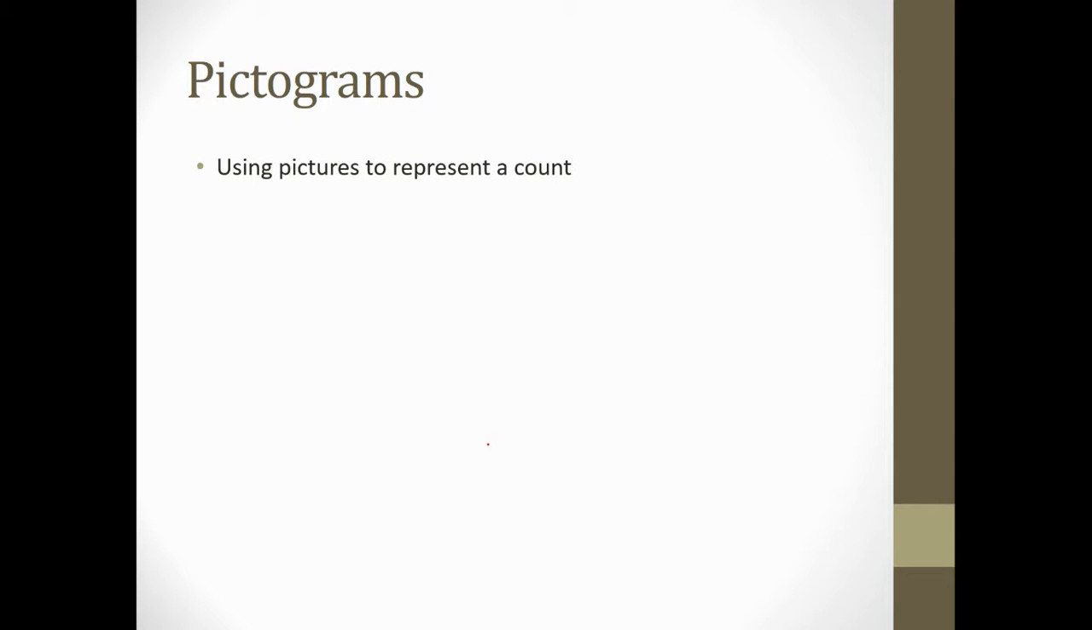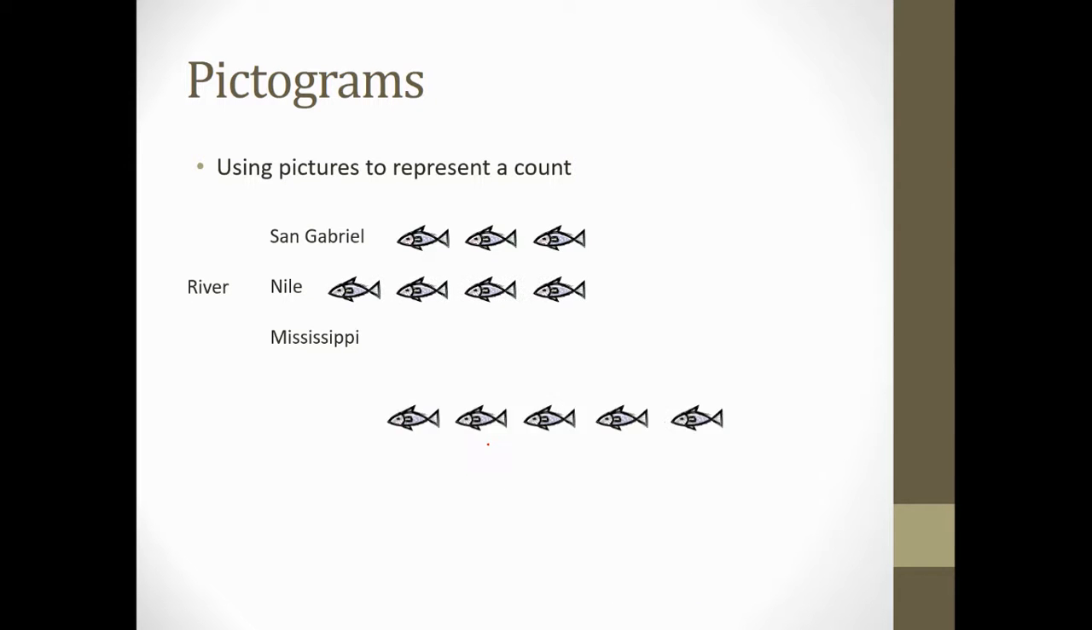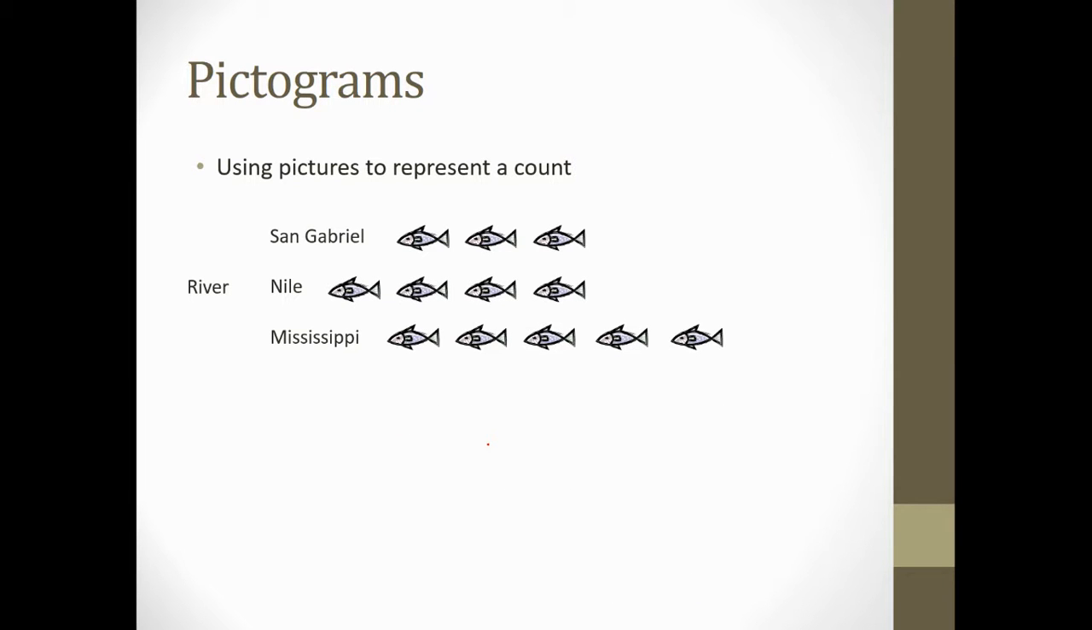A pictogram is using pictures to represent a count. So for example, I've got fishies here. It looks like the San Gabriel fishies and the Nile fishies are the same because they end here at the same place, but they have a different starting point, right? So the Nile is actually bigger. The key is 30 fish caught per day.